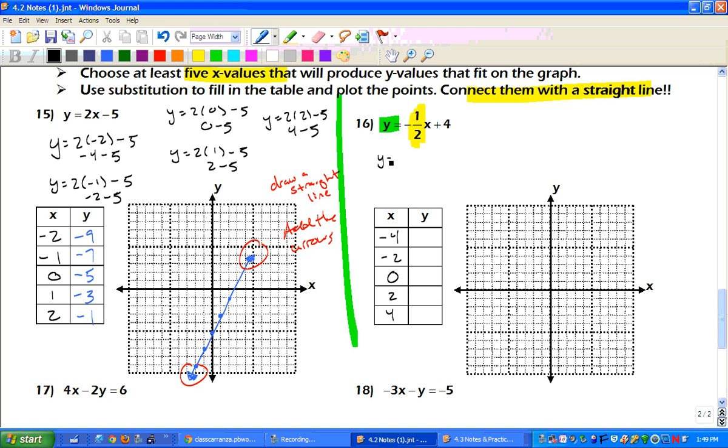So you're doing the same thing. So y equals -1/2 times -4 plus 4, which gives us 2 plus 4, which is 6. Okay, and for all this stuff, you can do this on your calculator. -1/2, and now we're plugging in -2 plus 4, which gives us 1 plus 4, which is 5. Okay. This next one would give us 4, and then 3, and then 2.